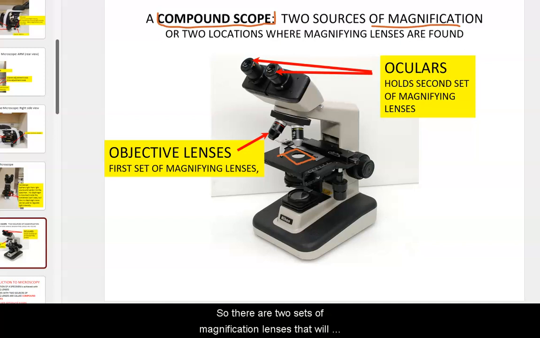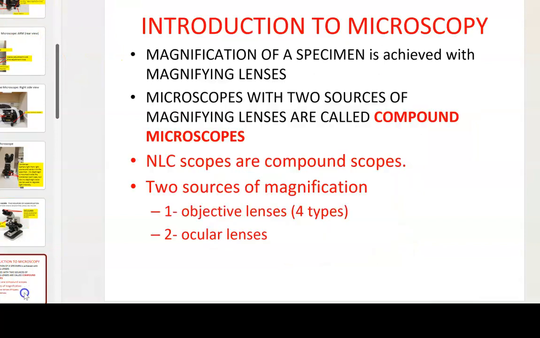So there are two sets of magnification lenses that will be magnifying the image. The first set will be the one found on the objective lens. The second one will be the one found in the ocular lens. You should know what we mean by a compound scope, and you should be able to explain why our scopes are called compound scopes.